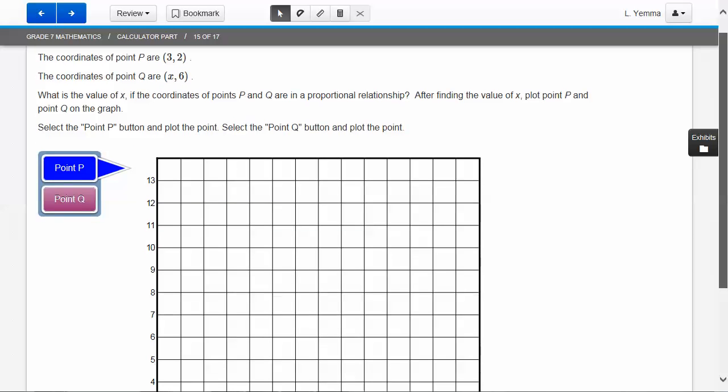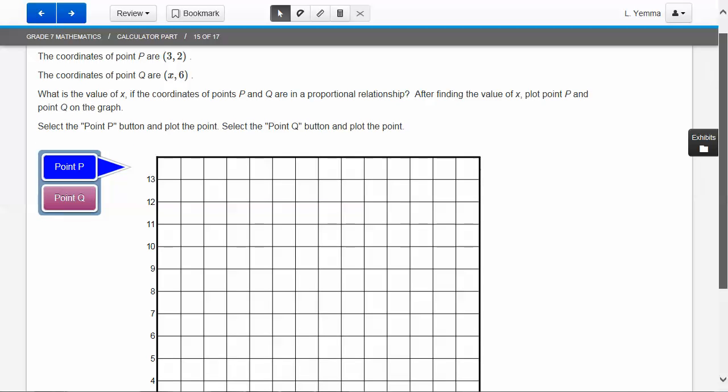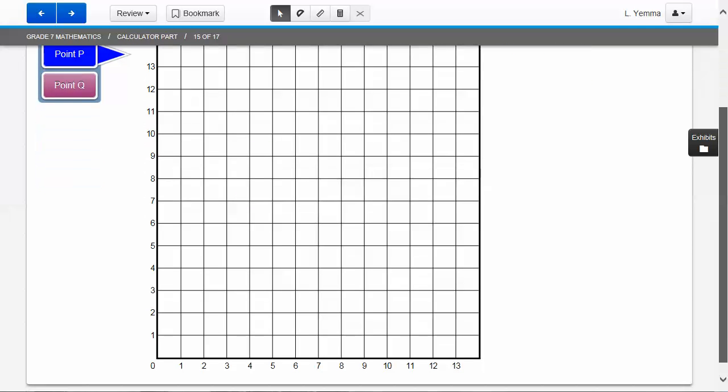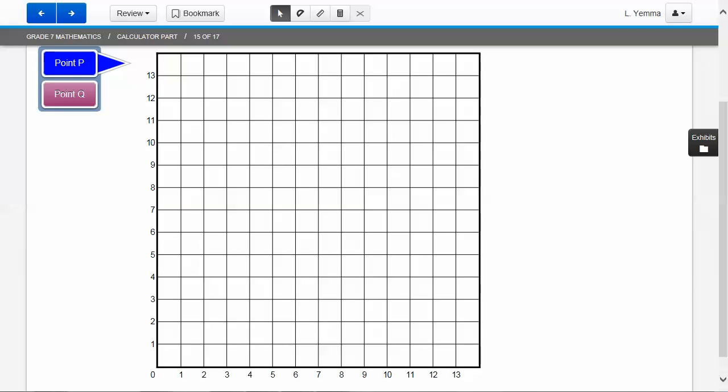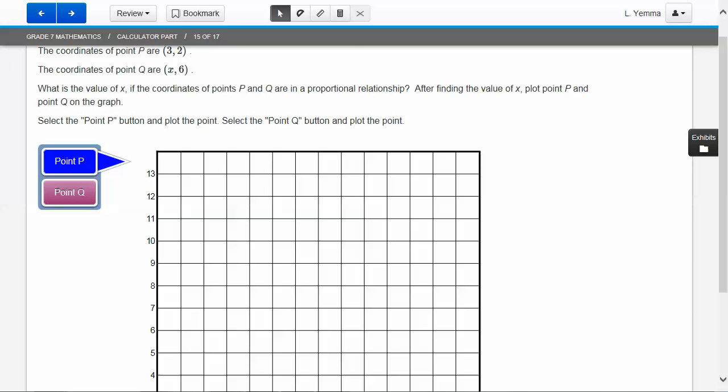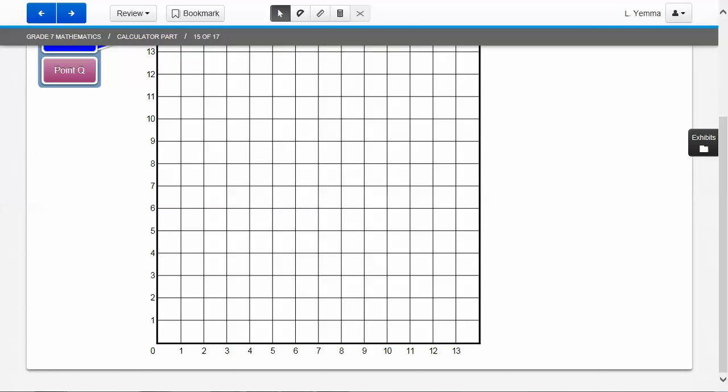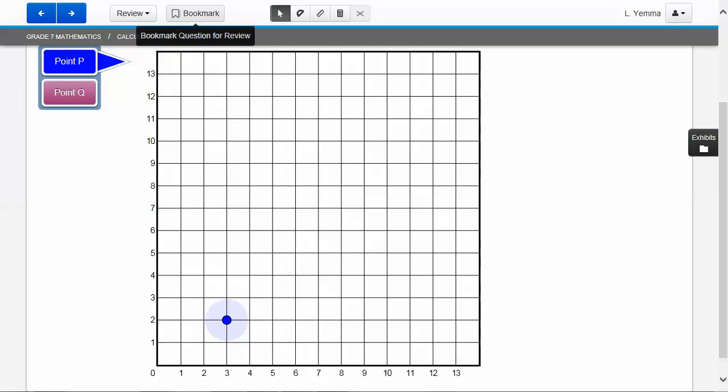Proportional relationships basically are linear relationships that start at the origin. So point P is at 3, 2. So that's over 3 up to 2, and I click, pow! I get a blue dot for point P.